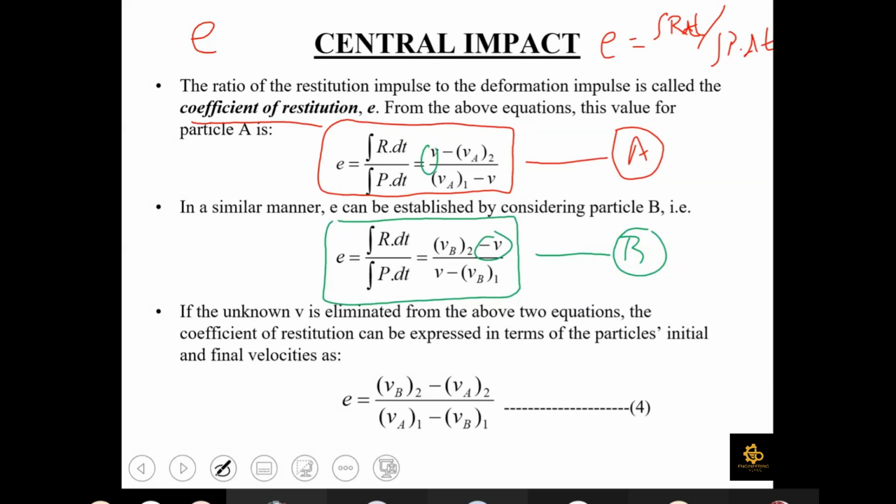So eliminating this v from equations A and B, we would get E equal to VB2 minus VA2 over VA1 minus VB1. So from equations A and B we are going to eliminate v. How will we eliminate it, any idea?